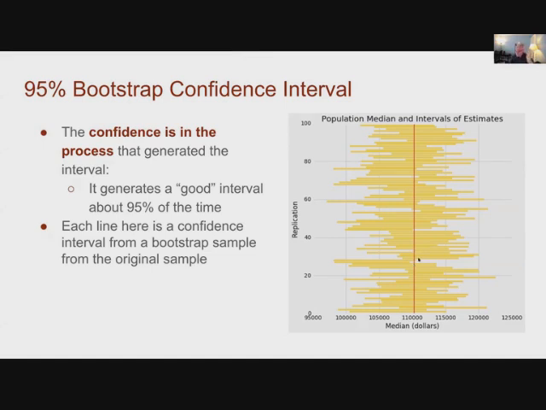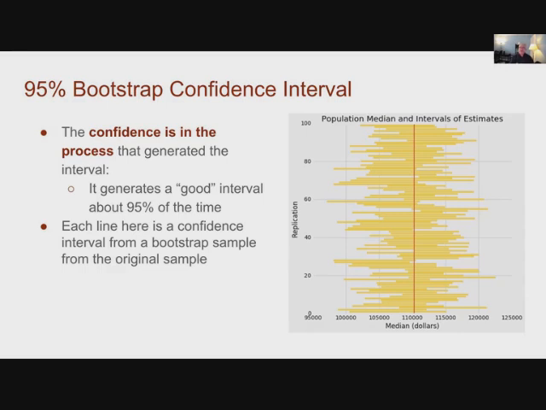And so by actually looking at ground truth, we can see that it did generate the interval, and the ground truth was within that interval about 95% of the time. Okay, so that's what we mean when we say our confidence interval. When we say something has a 95% confidence interval, we have faith in the process that generated it. We believe that process is going to generate a good interval that has the ground truth in it about 95% of the time.